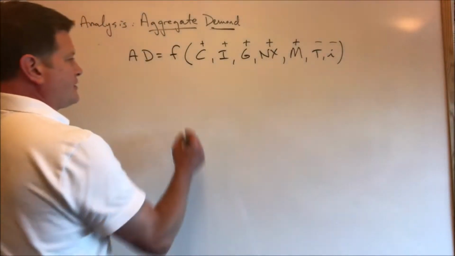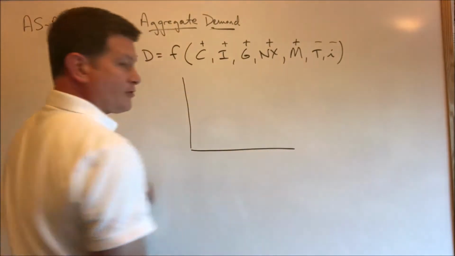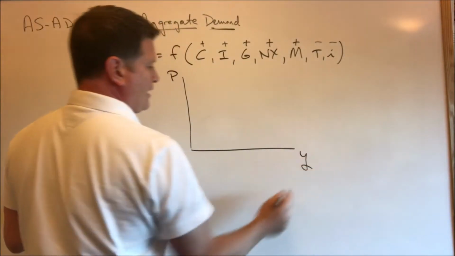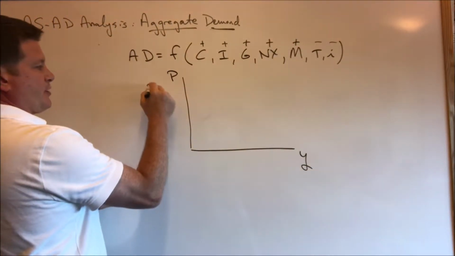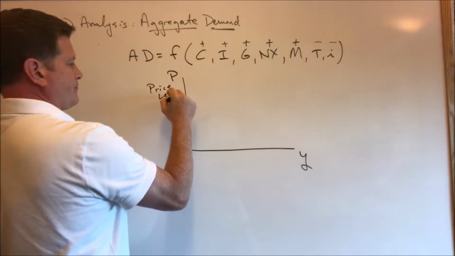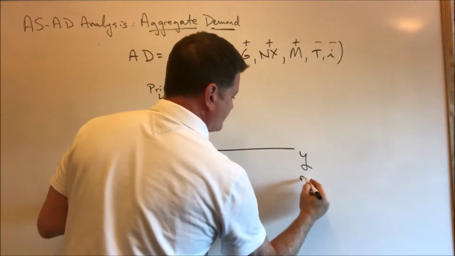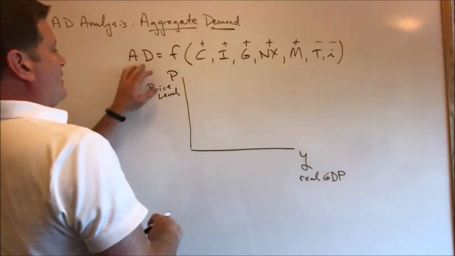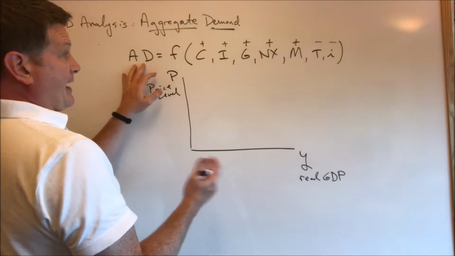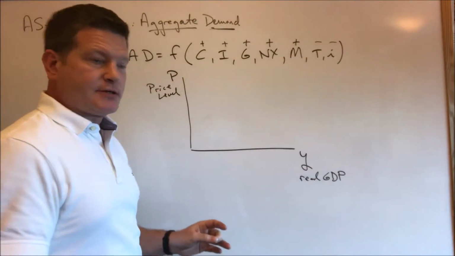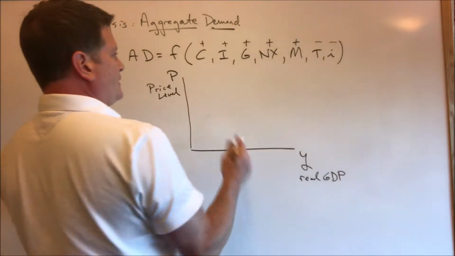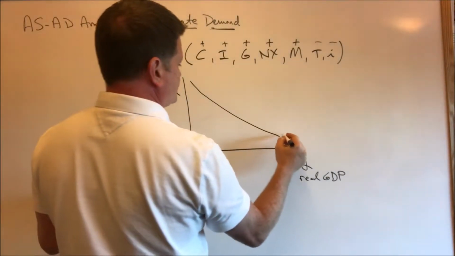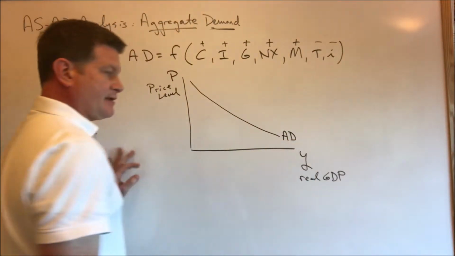Now how do we graph aggregate demand? We're going to graph aggregate demand in PY. P is the price level and Y is real GDP. Okay? And we can think of aggregate demand as the demand for real GDP, real production and real goods and services. Nothing here can tell us about the slope, but it turns out that the slope of aggregate demand is negative.